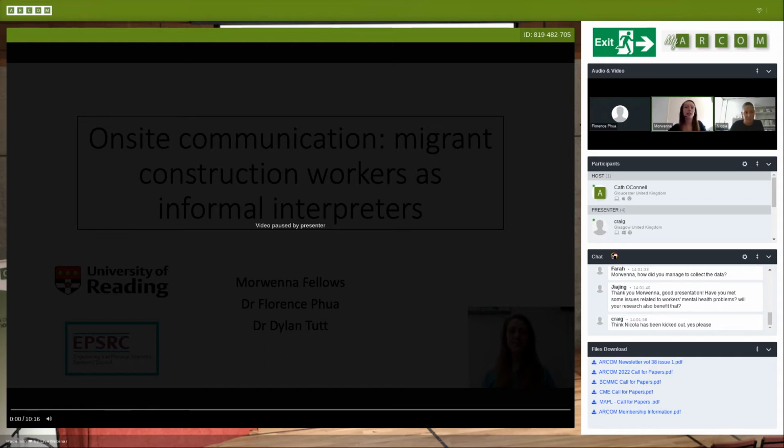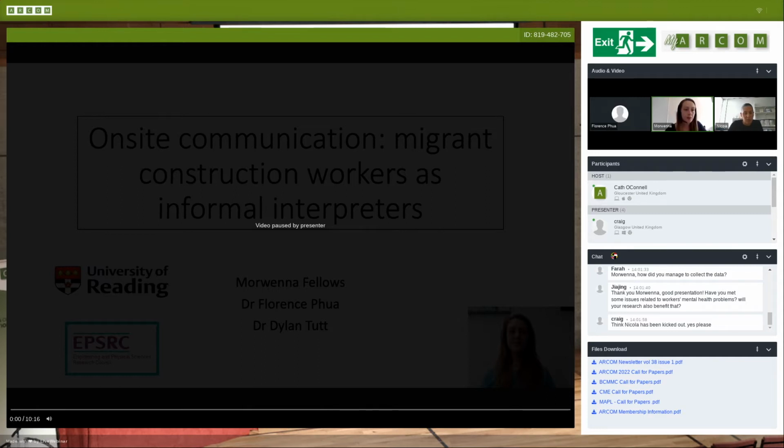So the idea was already in quite a few different research papers, but it's been named quite a lot of different things. Sometimes translator, interpreter, language broker, or sometimes not given a title. So the position was already recognized in quite a lot of research papers. So just to then extend on that research.